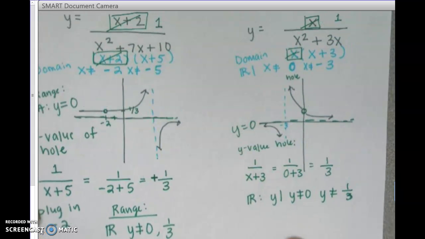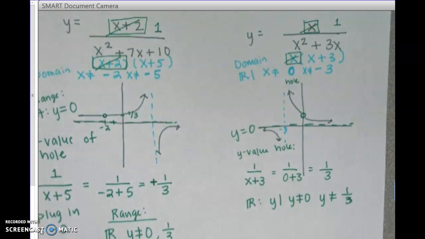All right, so again, just to recap, the domain, we always exclude the vertical asymptote and the hole from the denominator. With the range, we exclude the horizontal asymptote and we exclude the y value of the hole. And again, we find the y value of the hole by simplifying the fraction and then taking the x number for the hole and plugging it back in.